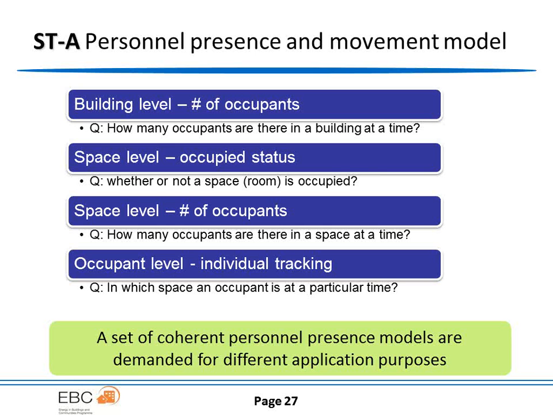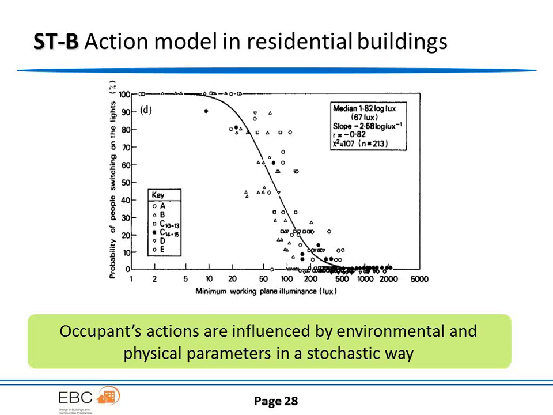So subtask B is about behaviors in residential buildings. This chart just shows the lighting, the probability of people switching on the electrical lighting. It depends on the illuminance level on the working plane. If it's very dark, people turn it on. But somewhere here, people will start turning it off. So it follows a typical S curve.